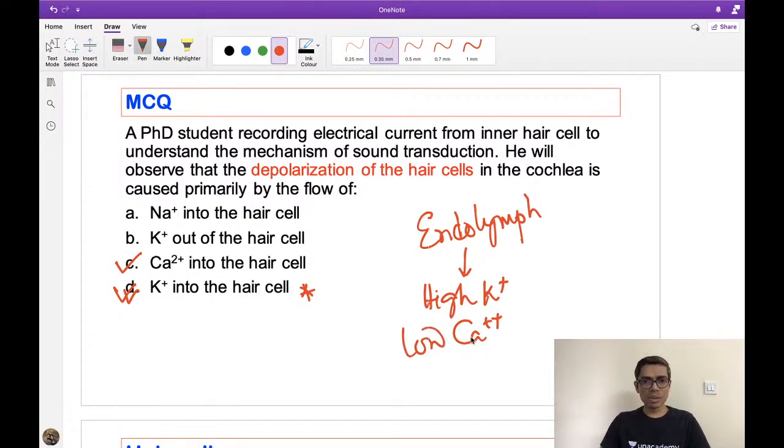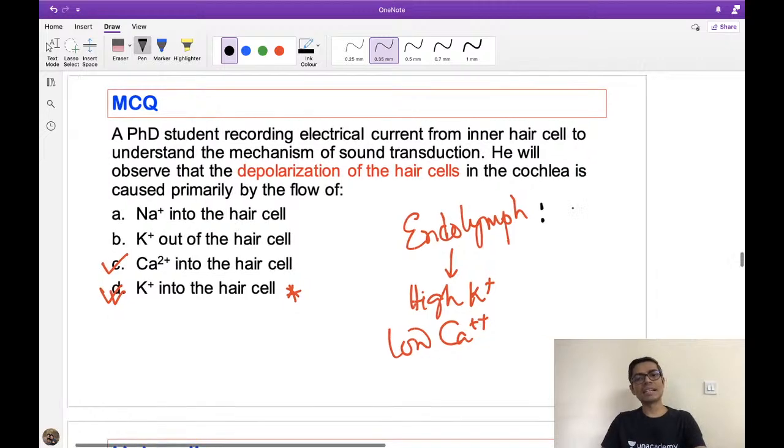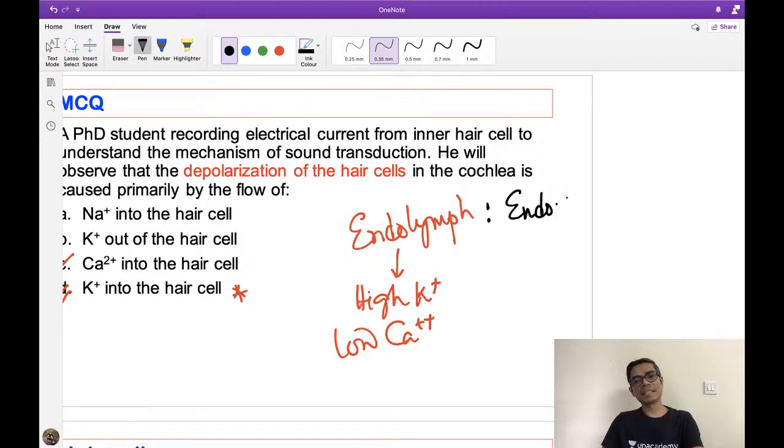Because of this huge amount of potassium continuously secreted by the stria vascularis, the endolymph has a potential, and that is known as the endolymphatic potential. NEET exam question: what is the value of the endolymphatic potential? Because of this huge potassium secretion, the endolymph contains a kind of positive voltage always present inside it. And what is that potential?